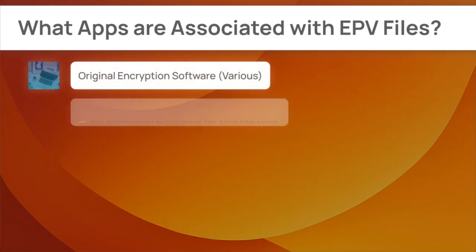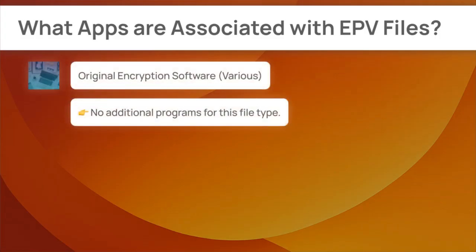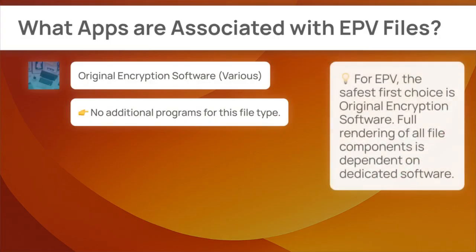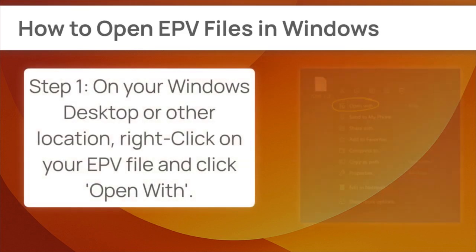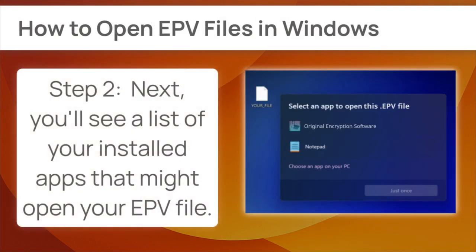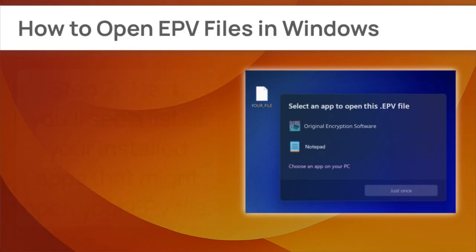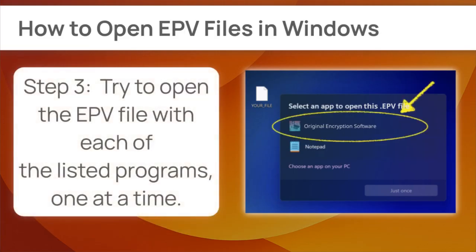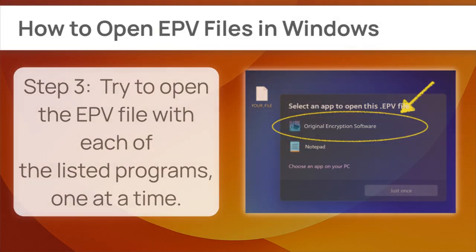For EPV, your initial opener should be original encryption software. Full rendering of all file components is dependent on dedicated software. Windows cannot bypass encryption, so proper access requires supplying the correct key. For guaranteed results, right-click your EPV file and select Open With. Use original encryption software first if it's on your PC. If it's missing, try another application. Finding the perfect reader can take a few attempts.